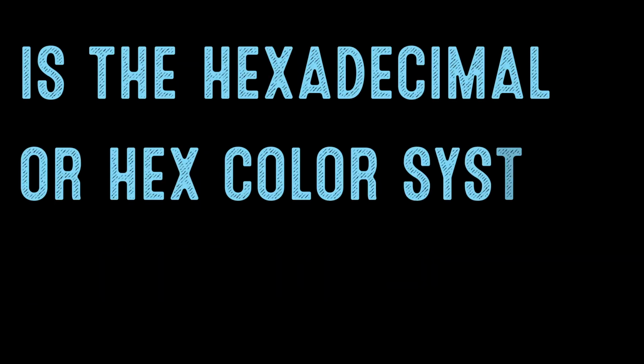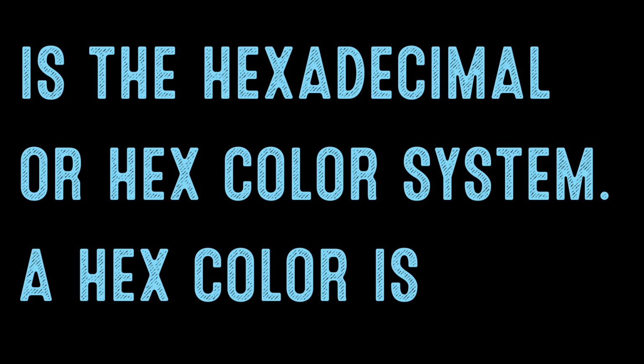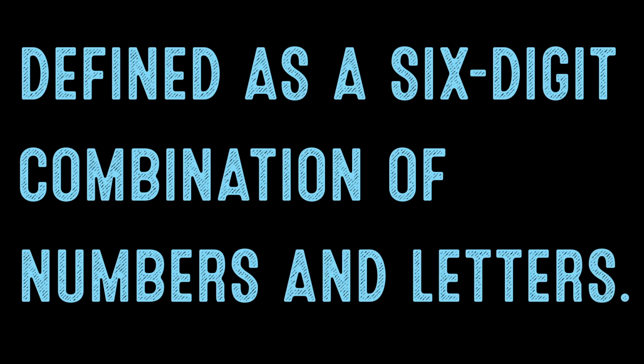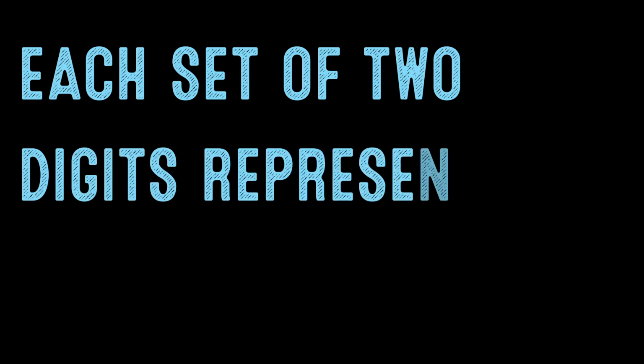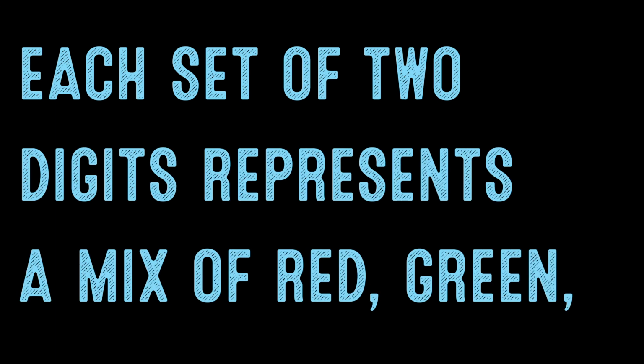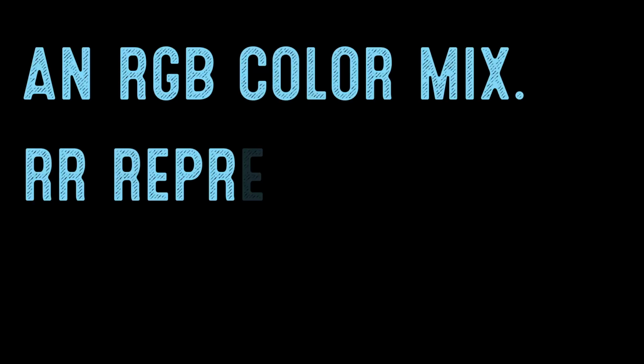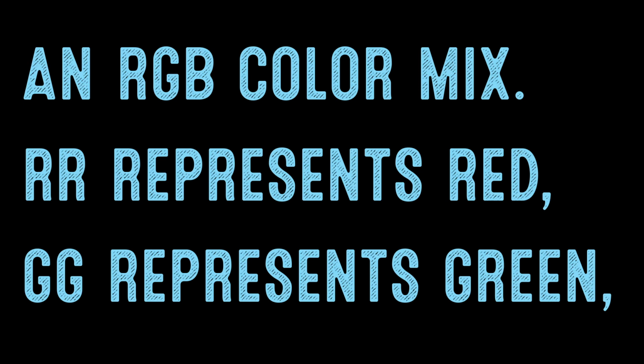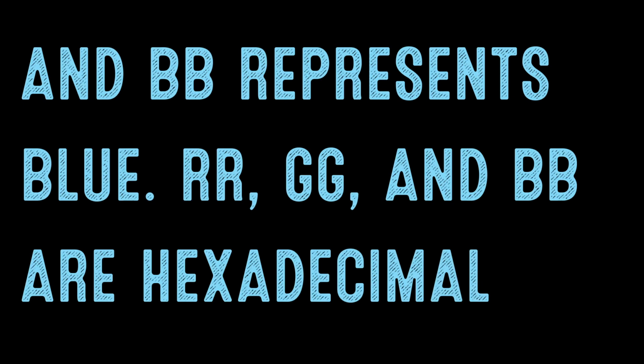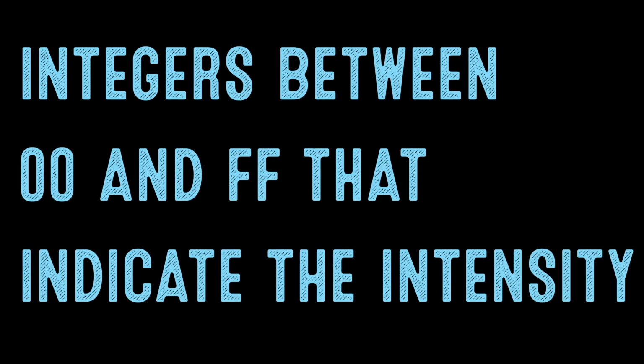The final color system we will discuss this week is the hexadecimal or hex color system. A hex color is defined as a 6-digit combination of numbers and letters. Each set of 2 digits represents a mix of red, green, and blue. It is a shorthand method of writing out the RGB color mix. RR represents red, GG represents green, and BB represents blue. RR, GG, and BB are hexadecimal integers between 00 and FF that indicate the intensity of the color.